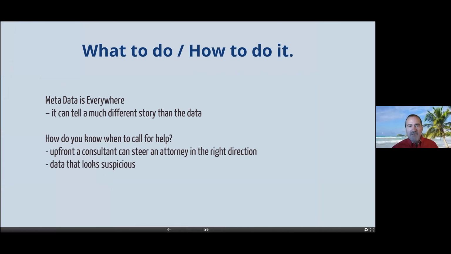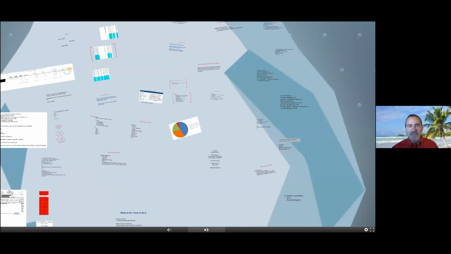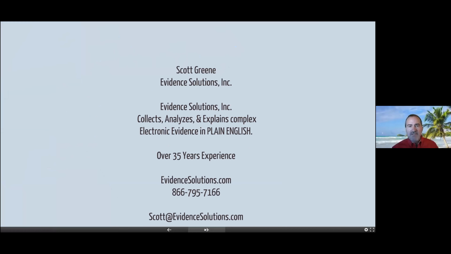Metadata is everywhere. You gave us some great ideas on how to manipulate stuff. Hey, don't use it for criminal work or anything like that. Use it for good.